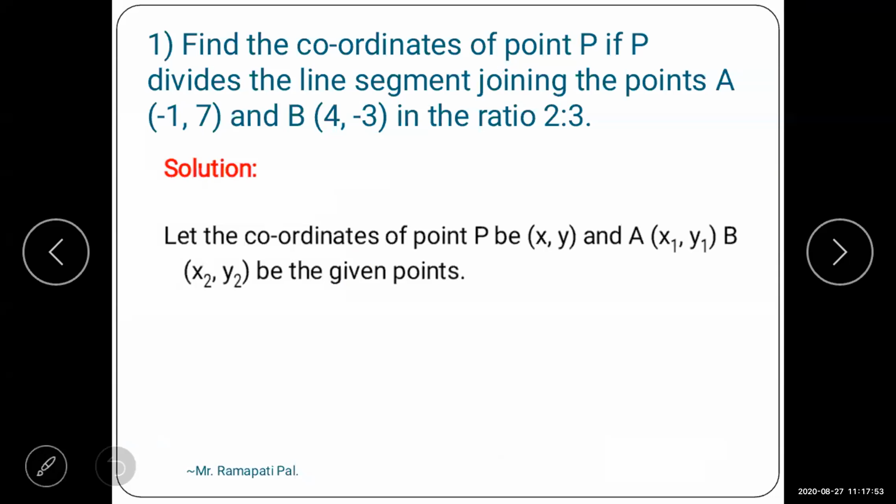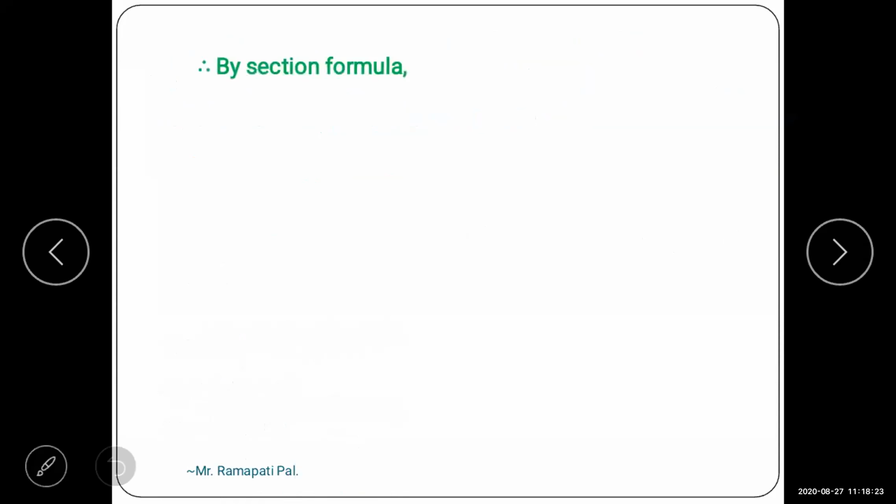So which formula are we going to use now here? Section formula. Okay. So we have to write what x1, y1, x2 and y2 are, and we also have to write the ratio: m is equal to 2 and n is equal to 3. Now after this we will write, by using section formula, x is equal to mx2 plus nx1 upon m plus n.